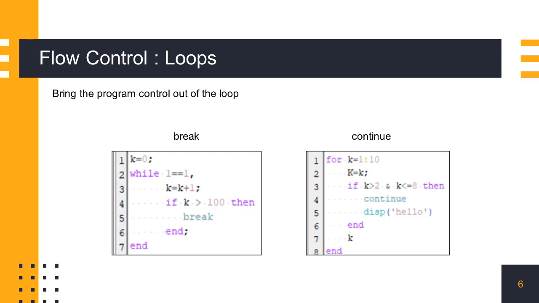Loops are great to control the flow of the program, but there are special keywords to control the execution of loops. These are break and continue keywords. Break is used to bring the program control out of the loop, and control goes to the next line after the loop. Continue statement is used to bring the program control to the beginning of the loop. It skips the remaining lines of code inside the loop and starts with the next iteration.